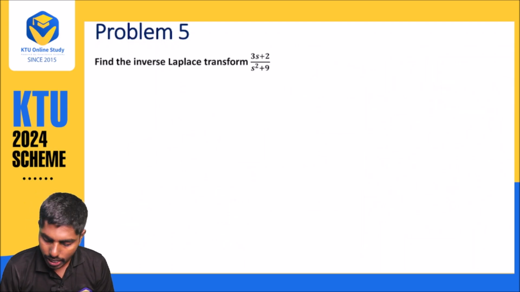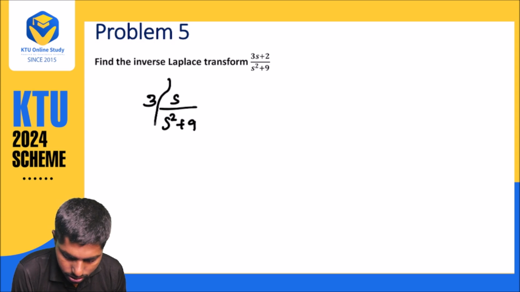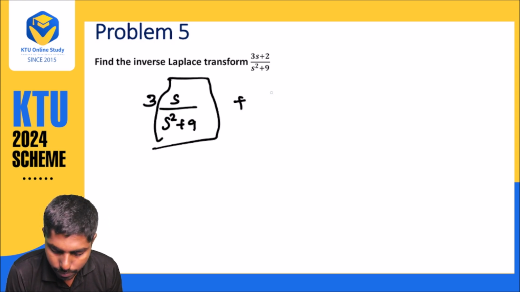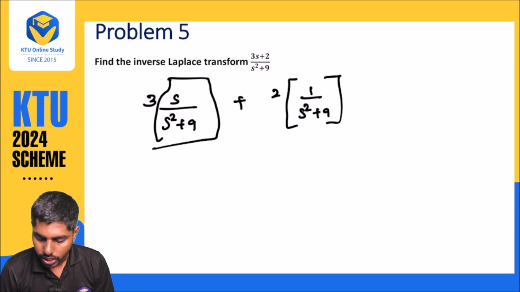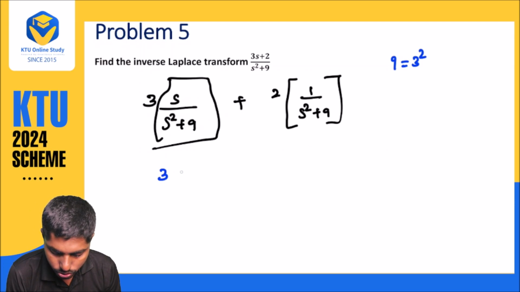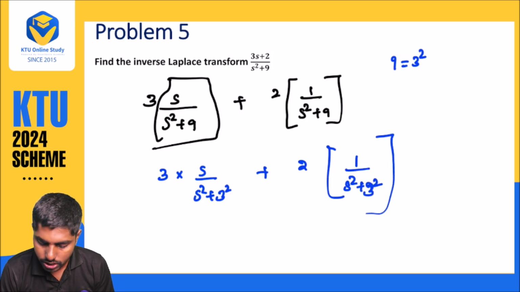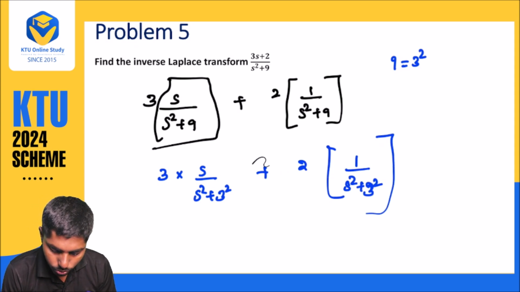So what will happen? I am taking the 3 outside, so it will become x divided by x square plus 9. Plus 2 I am taking outside, it will become 1 divided by x square plus 9. So 9 is nothing but 3 square. Just replacing that, it is 3 into x divided by (x square plus 3 square) plus 2 into 1 divided by (x square plus 3 square). So we know the formula, just apply it, do separately. So let me do this one part first.